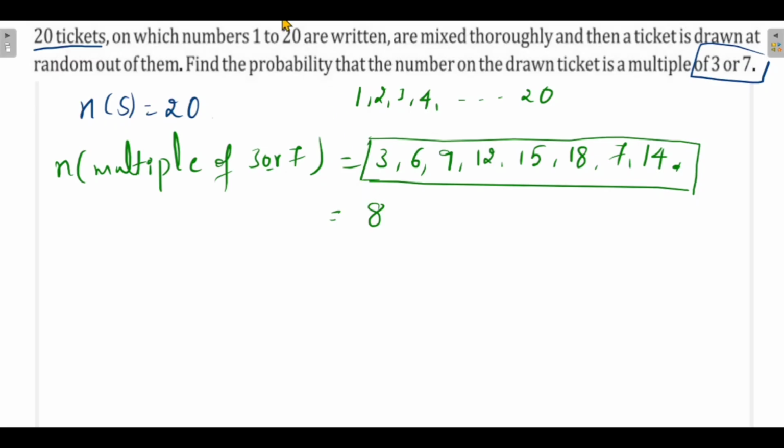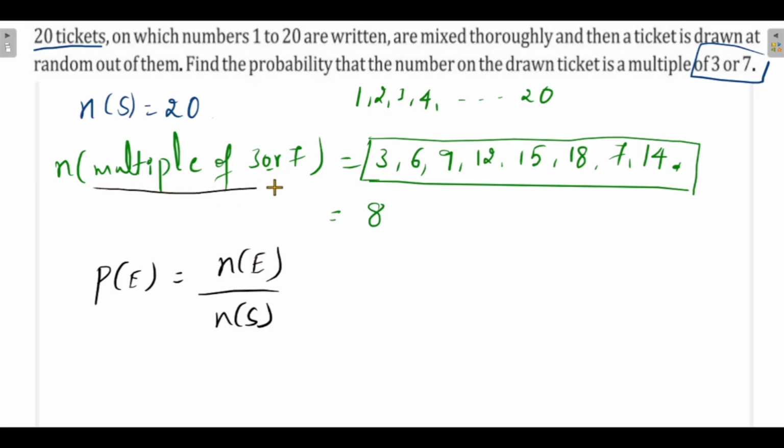Next we have to find out the probability of an event. The probability formula is already known, n of E by n of S. I already told you that instead of writing multiple of 3 or 7, we can write E because it is an event. Don't forget, n of E value is 8, n of S value is 20. 4 twos are 8, 4 fives are 20, yes, 2 by 5 is the probability that the number on the drawn ticket is a multiple of 3 or 7.